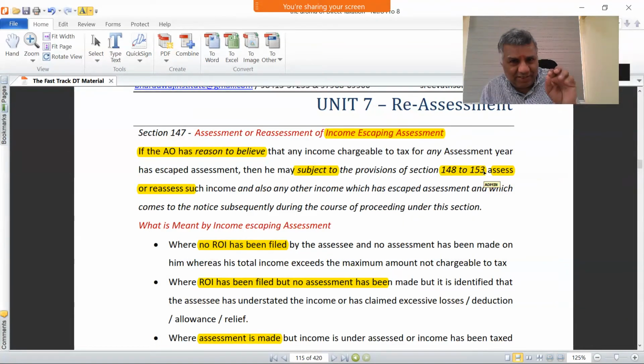Where the assessing officer has sufficient proof that any income has escaped assessment for a maximum of 6 years, then following the provisions of 148 to 143, he can assess or reassess such income, the income for which I have proof. Then I start the assessment, and I come to know some other income is also there. Such income and any other income which has escaped assessment.